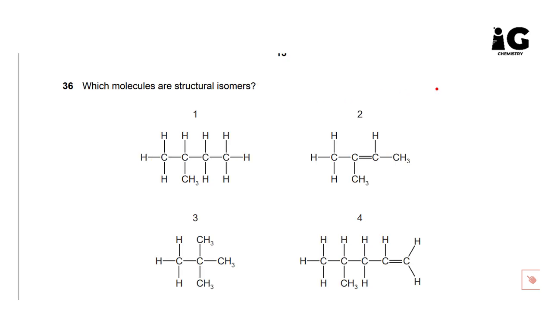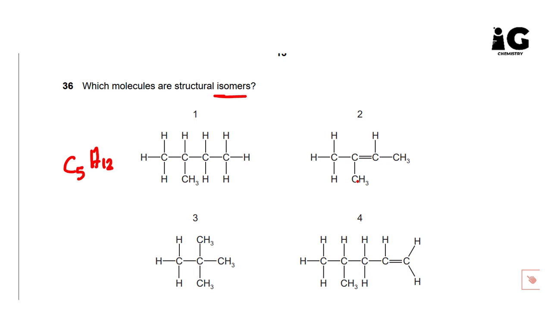36, which molecules are structural isomers? You know, guys, when we say isomers, it means they should have the same molecular formula, but different displayed or structural formula. So we need to check here, count the number of carbons first. 1, 2, 3, 4, 5. So here we have C5. What about H? Here we have 3, 4, 5, 6, 7, 8, 9, 10, 11, 12. So this is C5H12. And then here, 1, 2, 3, 4, 5.